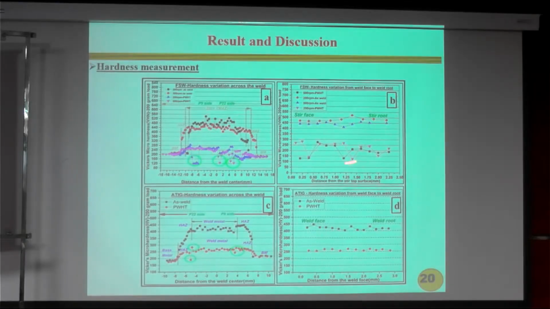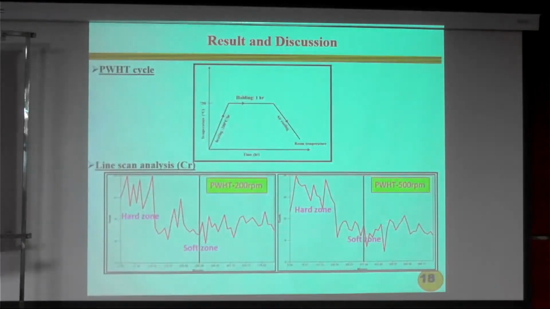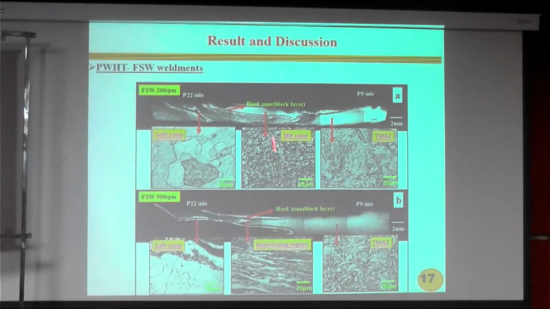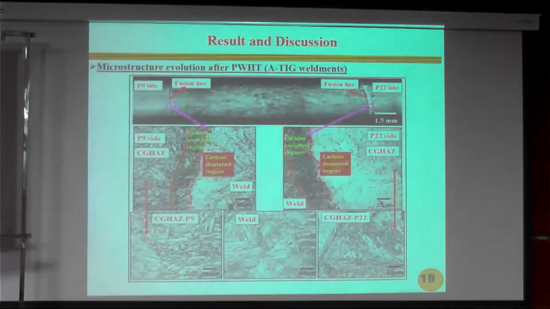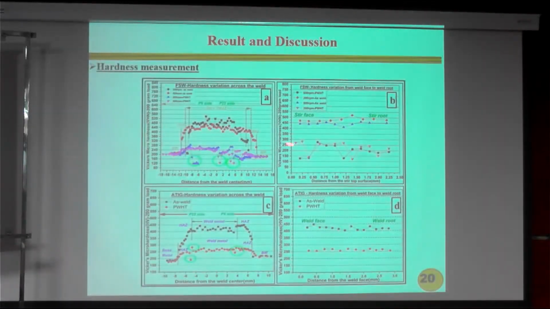So this is the hardness measurement from the top to bottom. Top to bottom we have taken. From there, you can see the stir face showing a hardness of 470 VHN, roughly 470. But toward the stir root, we get an almost steady hardness profile in the case of the as-welded condition. As-welded means without doing heat treatment. After welding was over, we measured the hardness.